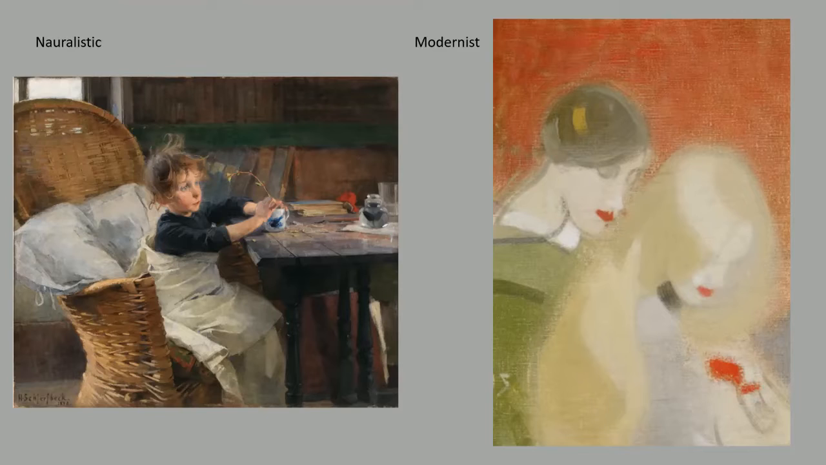You can see on screen two very different paintings. They're both, I guess, figure paintings, both centered around people. The painting on the left is from about 1888. It's called The Convalescent. It's about a sick child recovering from an illness, and it is done in a naturalistic way.